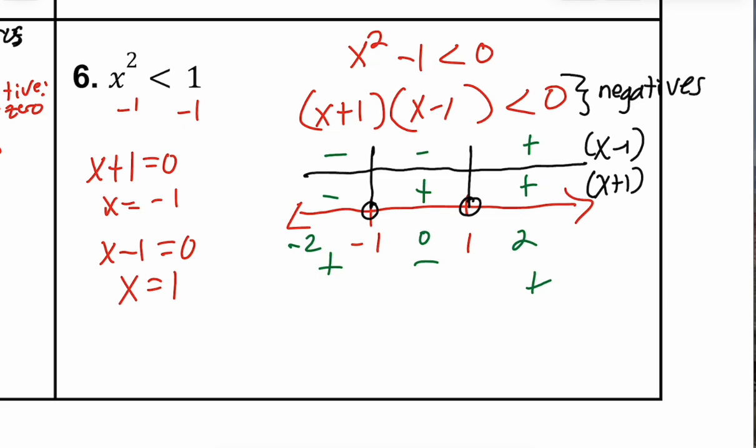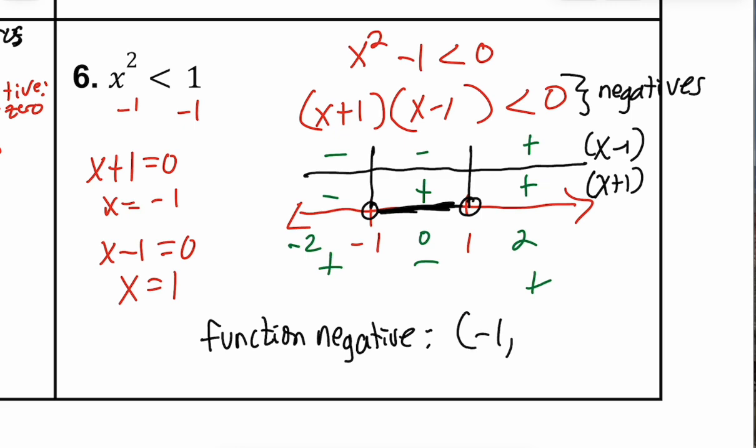Now remember, this time we want to only color in the negative values. The only negatives are right here. So our function is negative from -1 to 1. Our function is negative between -1 and 1.